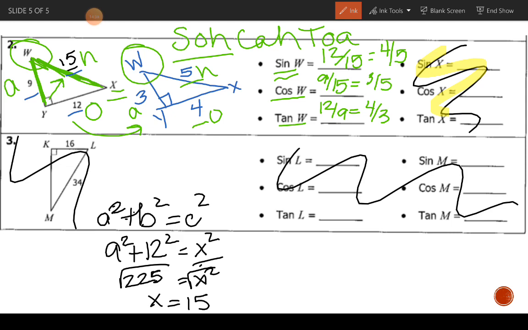But if you don't want to simplify it first, or if you don't notice that it's simplified first, then just go ahead and write out the ratios and simplify after, either in your calculator. Remember, the calculator simplifies it for you. Okay?